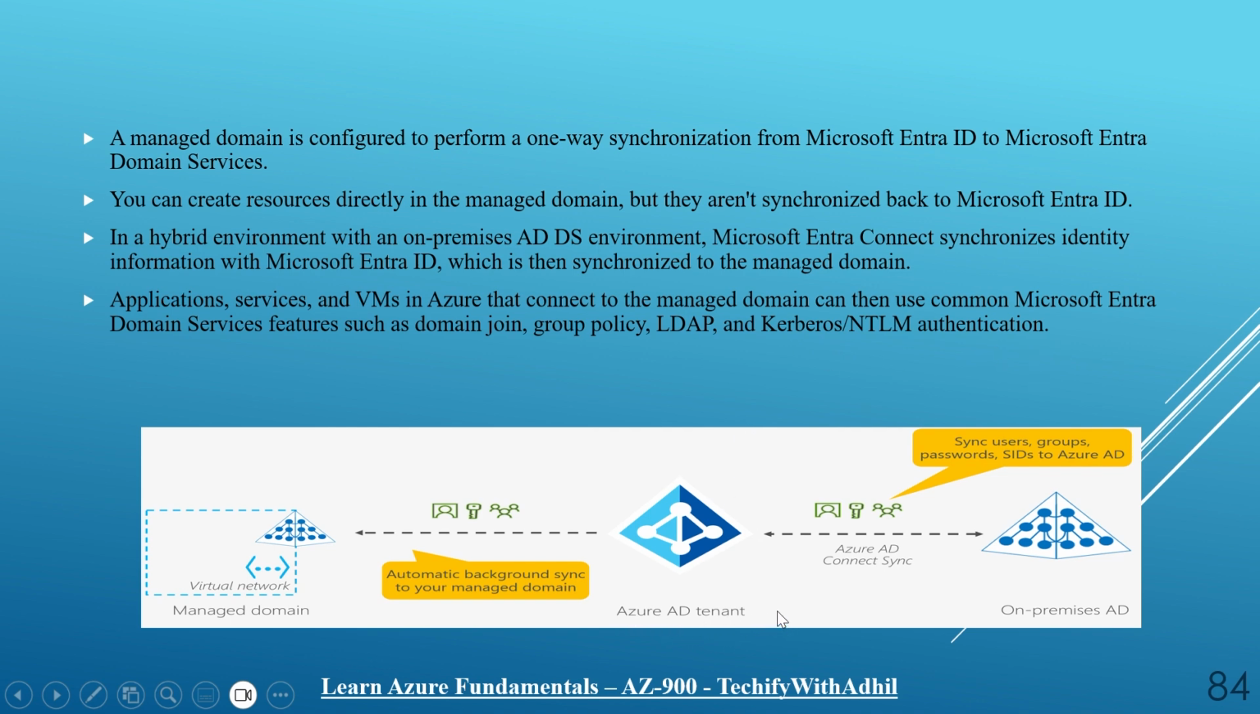So it's like you have your Azure AD tenant. The Azure AD tenant with on-premises Microsoft is going to be a two-way sync, so Azure AD connects the synchronization to the on-premises one. But when you go for this managed domain services, in the background it's going to be a one-way sync. The Azure AD tenant is going to sync to your managed domain. That's why it says you can create resources directly in the managed domain, but they aren't synced back to Entra ID. The reverse syncing is not happening. It's a one-way synchronization from Microsoft Entra ID to Microsoft Entra Domain Services.